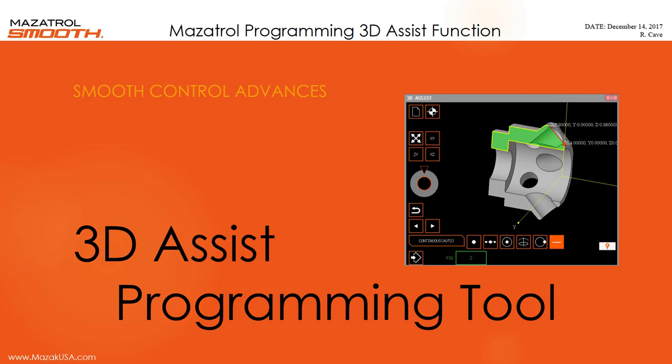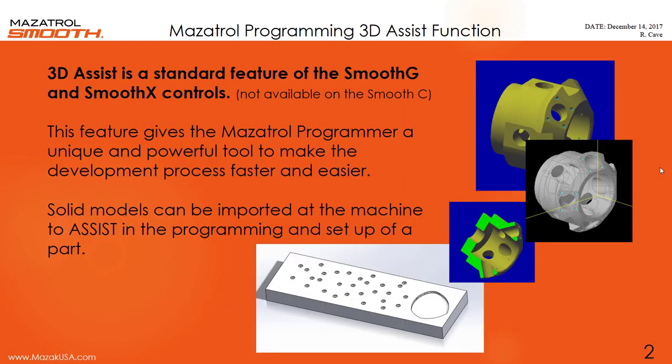Hello, this is Robin Cave, and I'm here to give you a 3D Assist programming tool rundown on the Mazatrol control. The 3D Assist programming tool is a standard feature in the SmoothG and the SmoothX controls. It's designed to give the Mazatrol programmer a unique and powerful tool to make the development process faster and easier. You can import solid models at the machine to assist in the programming and setup of a part.